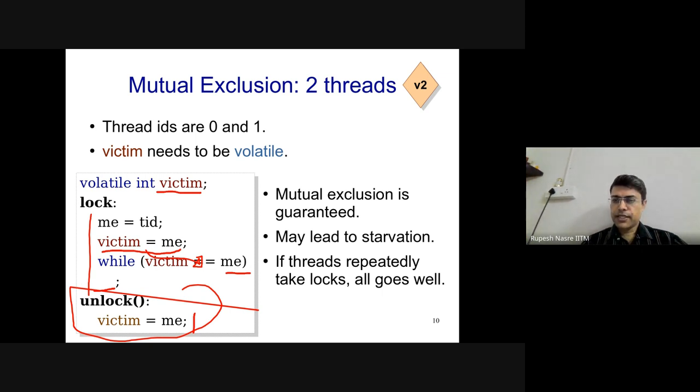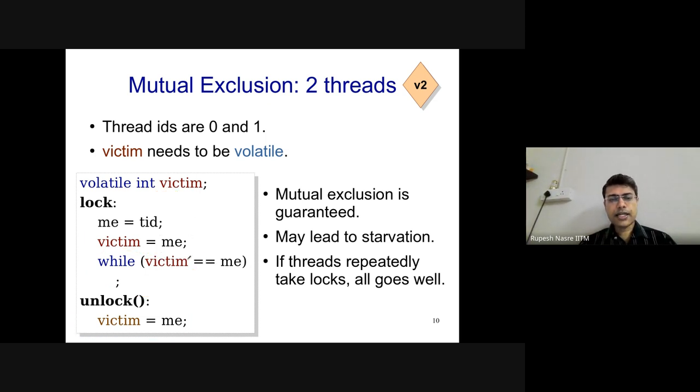Sayan says, why in the unlock phase is victim equal to me again? That is because victim equal to other has happened. When victim equal to me was the case, at that time I was actually waiting. If I am in the critical section, which is after the lock, then that means victim equal to other is true. So I need to set it back so that the other thread gets the chance to execute its own critical section. Okay. Any other questions?